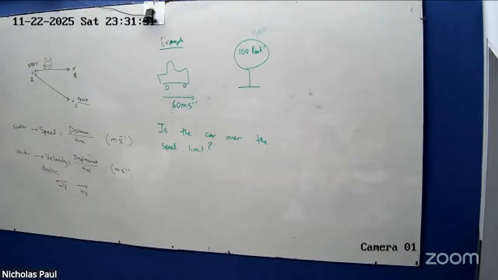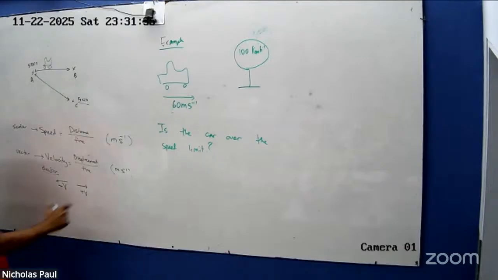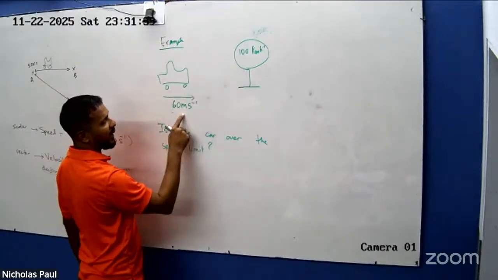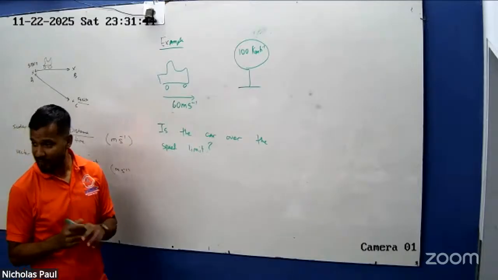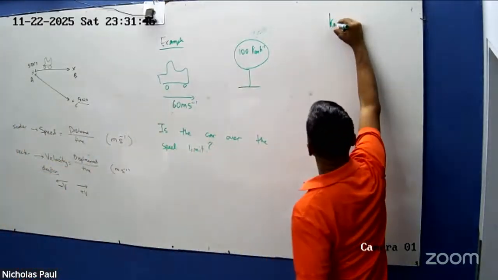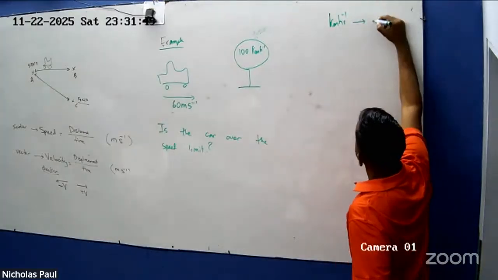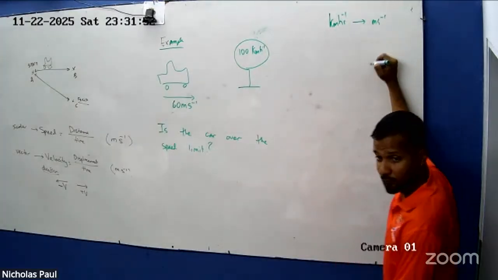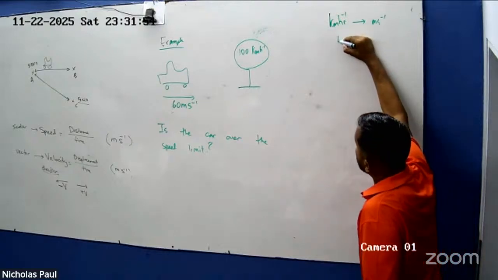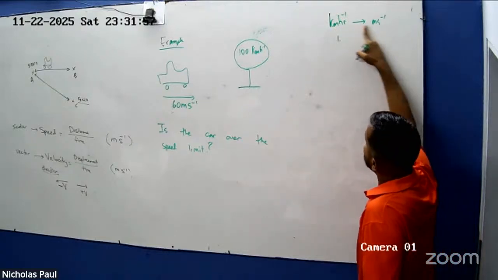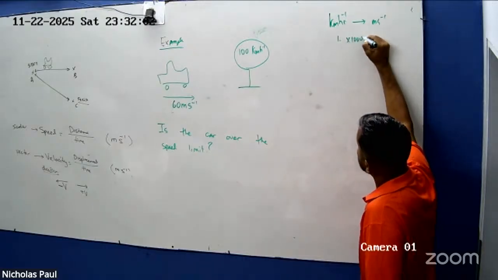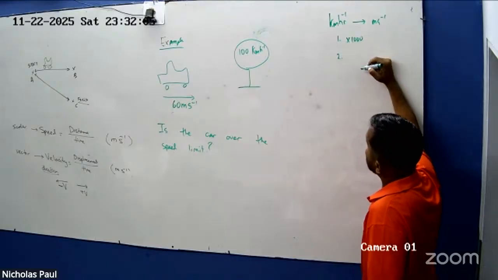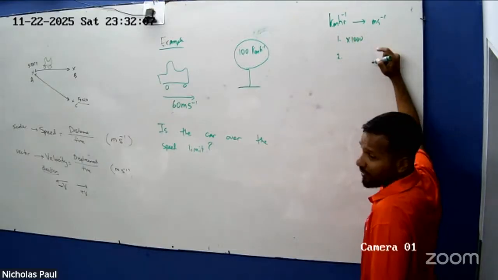What's the first thing that we need to do? We need to make sure that they are both in the same unit. Here we have meters per second, here we have kilometers per hour. So we have to convert them to the same thing. Let's try to convert kilometers per hour to meters per second. What's the first step? The first step is I have to convert the kilometers to meters. How do you do that? Multiply by 1,000. Next step, I have to convert the hours to seconds. How do you do that?